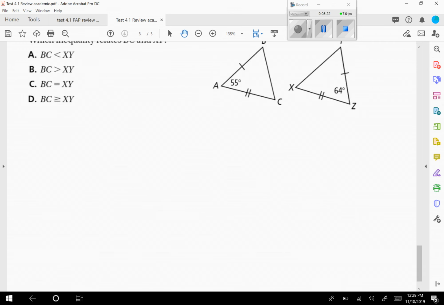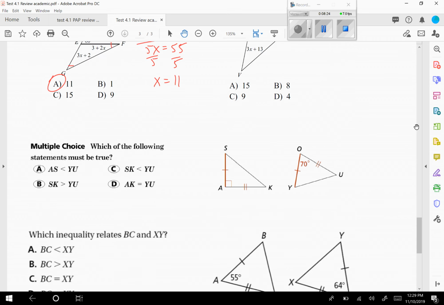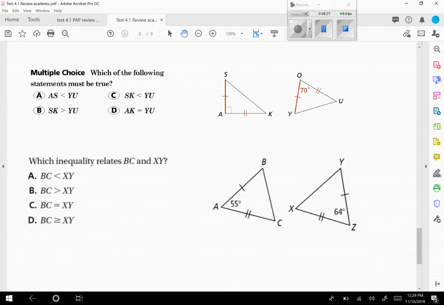Okay, last couple ones here. Again, I'll do the first one here, and you guys will have to do the second one. So it says, which of the following statements must be true? And so we're comparing side AS and YU or SK and YU. So AS is right here. And we're looking at these angles. So this one is 90, okay, and that one's 70. Those are the only two angles that they've given us, so there's only two sides that we can really compare.